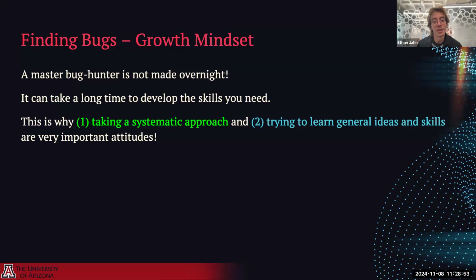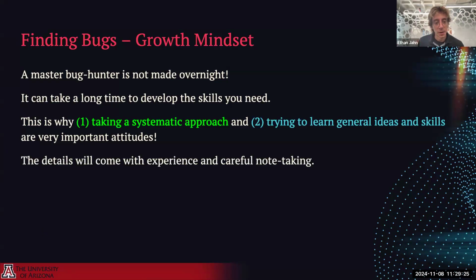But that's why taking a systematic approach is good, because then you can learn things much quicker rather than guessing. If you fixed a bug just purely by chance, you're not going to learn anything because you didn't know why the fix worked, right? So try to be aware of why a particular fix worked. And sometimes it's not clear. Sometimes that's just the way things are. But do your best. Try to learn general ideas and skills and taking a systematic approach. These are very important attitudes to have. Details will oftentimes come with experience and careful note taking.